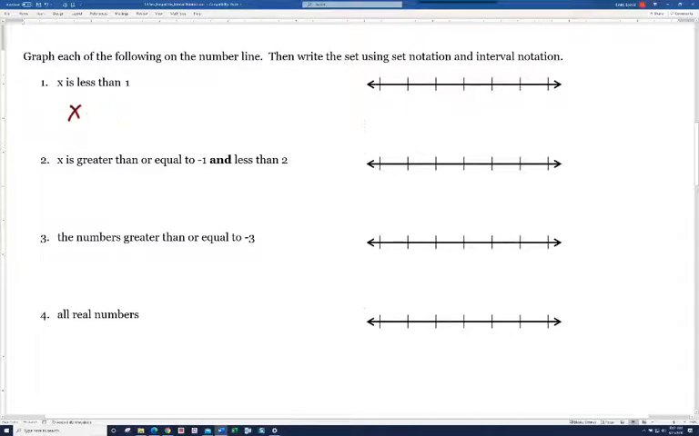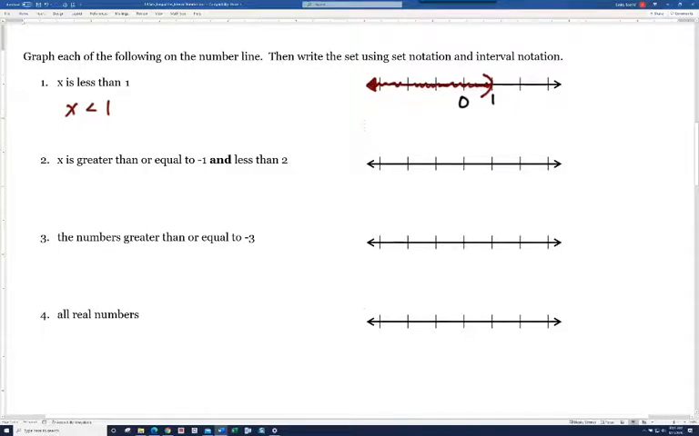I think I already wrote that out. So x is less than 1. So let's go ahead and graph that. I'll put a couple numbers on the number line. And the numbers that are less than 1 would be the numbers left of 1. Now, is 1 in our set? No, because we're graphing the numbers that are less than 1. X is less than 1. So we're going to use parentheses here. And so that's the graph of the numbers that are less than 1.